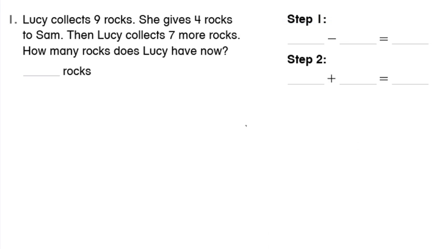Today in class we solved story problems with 1 and 2 steps. There are only 5 problems on tonight's homework, so I'm just going to go ahead and solve them all right here.